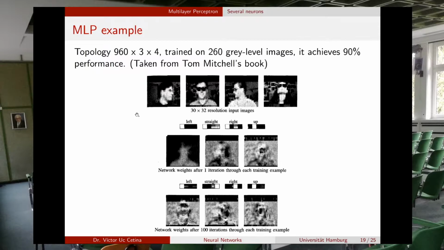The problem was this vanishing gradient, and that, let's say, prevented these networks from solving problems more complicated than the ones that they managed to solve at that time.